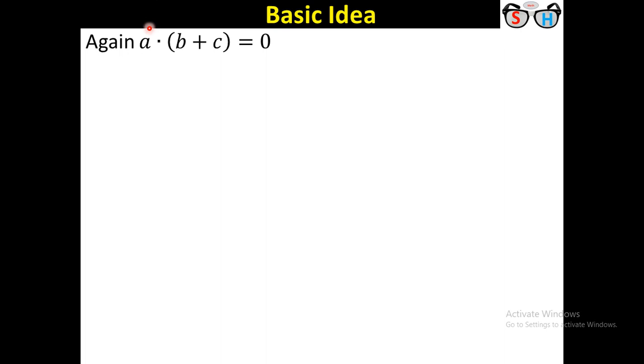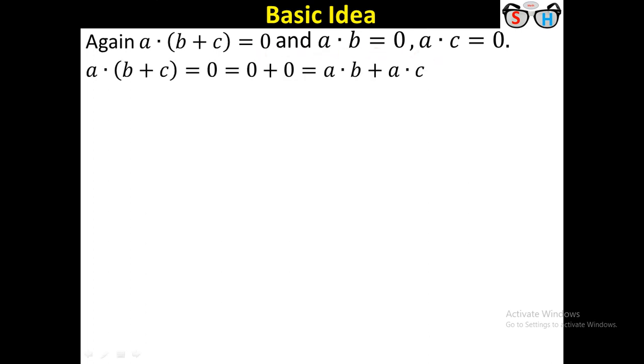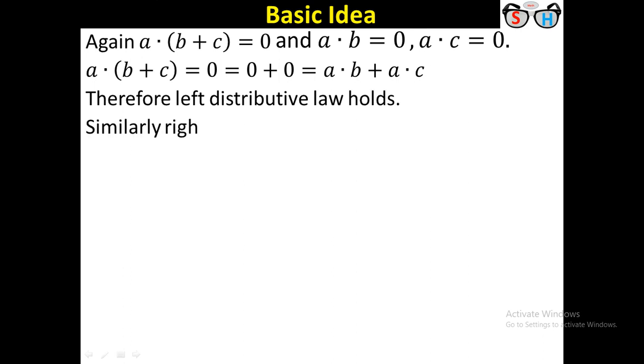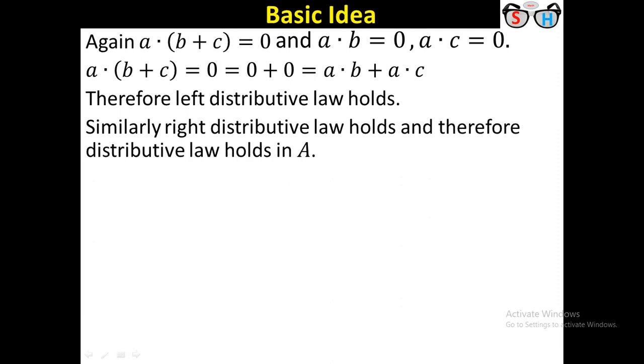Now we have to show that this is equal to A dot B plus A dot C. A dot B is also 0 from the definition of multiplication, as well as A dot C equal to 0, because multiplication of two elements is defined in such a way that the product of those two elements must be 0. So A dot (B plus C) equals 0, as well as A dot B plus A dot C equals 0. Therefore A dot (B plus C) equals 0 plus 0, that is A dot B plus A dot C. So the left distributive law holds. Similarly, we can show that the right distributive law holds, and therefore the distributive law holds in A.